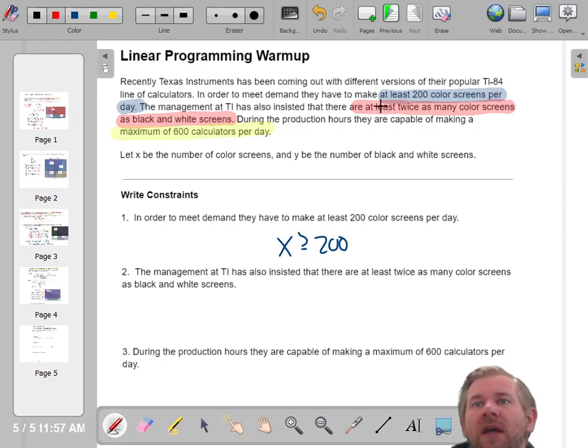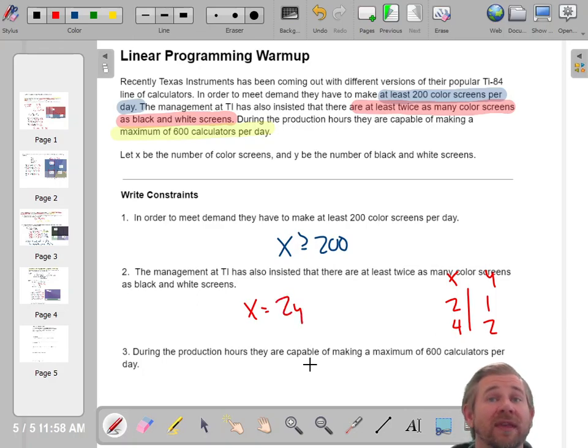Red constraint. Twice as many color screens as black and white screens. Be careful. If it helps you to make a table, color screens are X and black and white screens are Y. Twice as many color screens means if you make one black and white, you have to make 2 color screens. If you make 2 black and whites, you have to make 4 color screens. Hopefully you realize that X is 2Y, but more than that, it has to be at least, so it has to be greater than or equal to 2Y. You double the smaller amount. If there's more color screens, you double the smaller amount. You double the black and white screens. Okay, so that's tricky. The amount of color screens has to be at least twice the number of black and white screens. That's my second constraint.